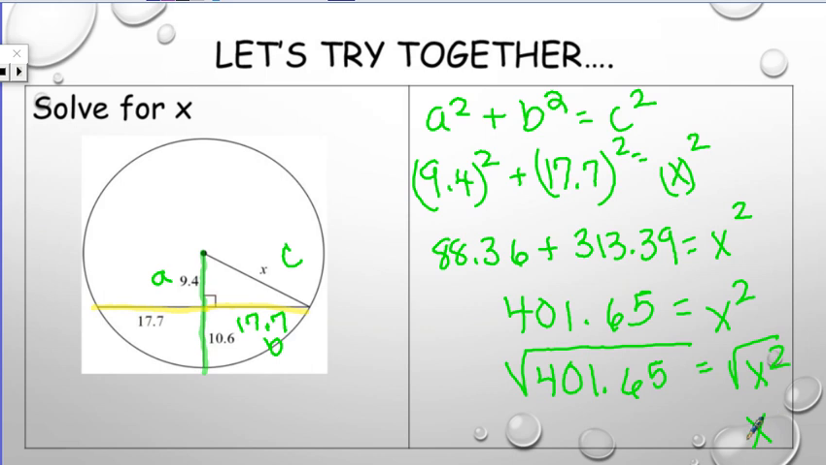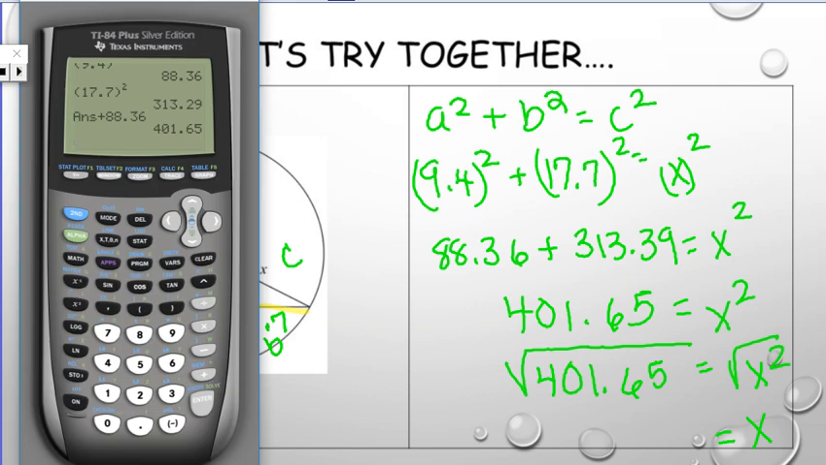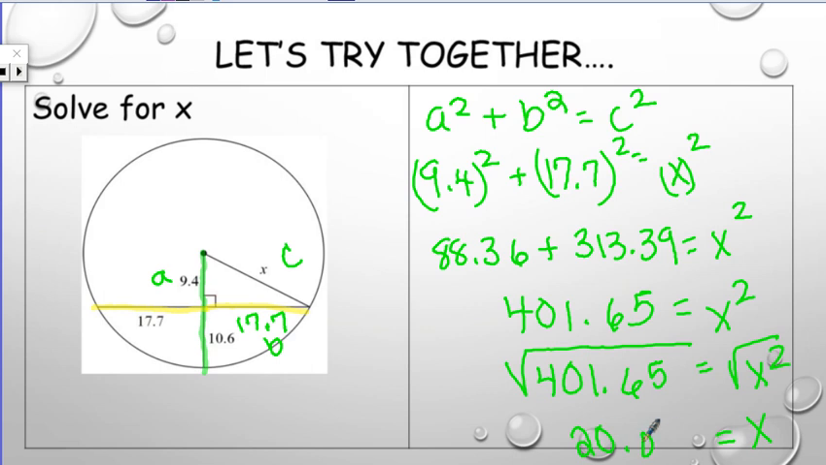So you get x equals, so I'm going to push second squared here. I just told the calculator to type that answer in. And then we get x equals 20.04.